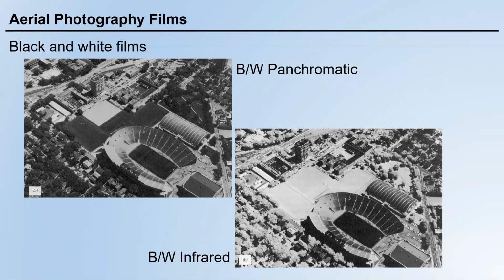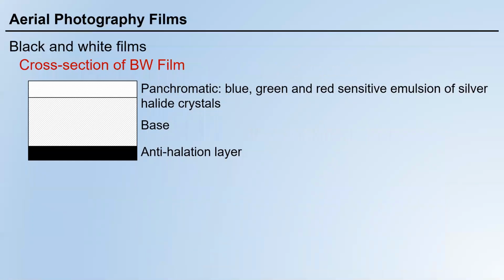Okay, let's continue. Let's talk about the cross section of BW films. For a panchromatic BW film, the top layer of the film is the panchromatic layer, a blue, green, and red sensitive emulsion of silver halide crystals. They are at the top of the film. And then we have the base of the film and the anti-halation layer. Okay, it's pretty simple. It's 3 layers.